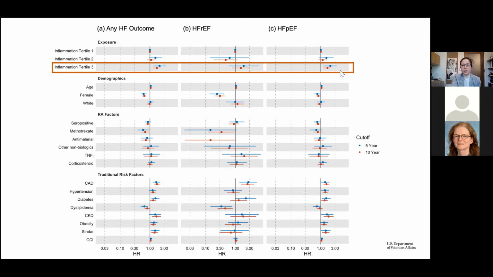And the blue and the red just have to do with time periods. We looked at both risk at 5 years and risk in 10 years, and you can see that the risk at 5 years is just as strong, if not a little stronger than 10 years.